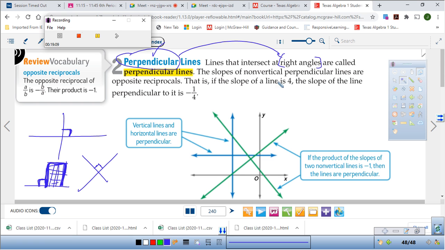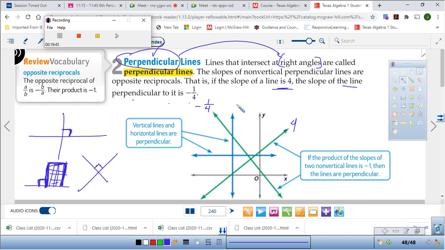The slopes of non-vertical perpendicular lines are opposite reciprocals. That is, if the slope of a line is 4, imagine this is going to be 4, the slope of the line perpendicular to it is a negative 1/4. Okay. See that one? Negative 1/4. There it is.